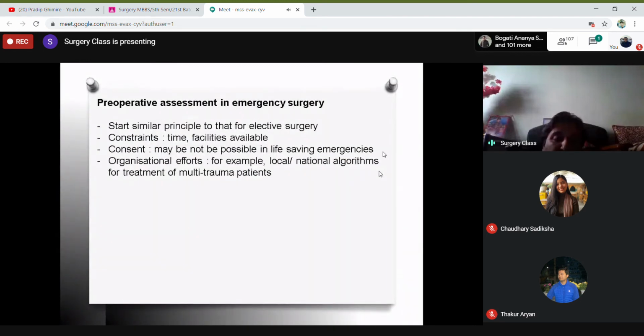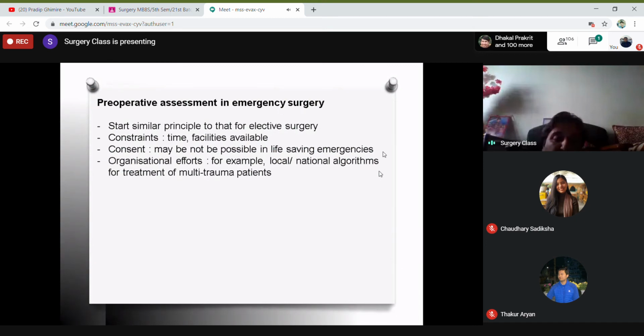And preoperative assessment in emergency surgery. This is again a difficult topic. In life-saving surgeries, whenever you see a patient with trauma, active bleeding, or maybe a hollow viscus perforation, peritonitis, whenever the patient comes in a state of shock, or maybe some emergency surgeries like appendicitis or cholecystitis, in those situations you have to act accordingly.